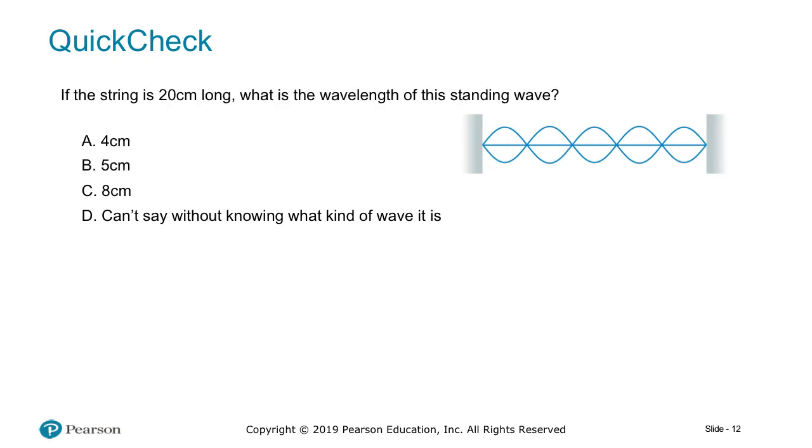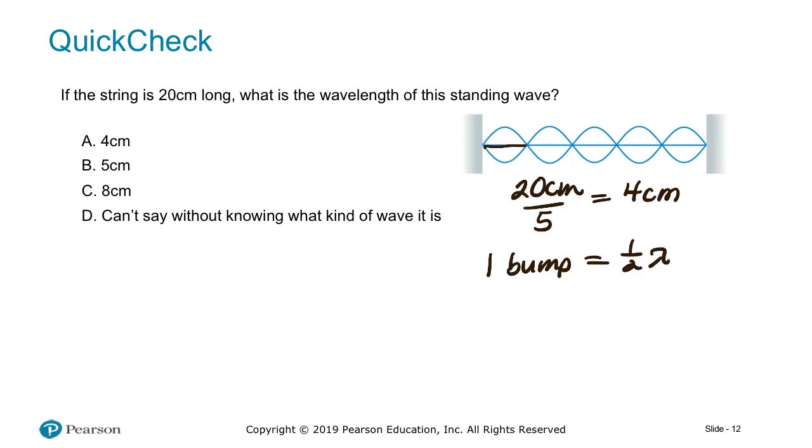Now let's go further. The string is 20 centimeters long. What's the wavelength of this standing wave? Well, I know there's 5 bumps on the string, right? So I can do 20 centimeters divided by 5, which would give me 4 centimeters. But that's the size of 1 bump. Remember, 1 bump is only a half a wave. I'm going to write that: 1 bump is 1/2 of a wave. And that's always true.